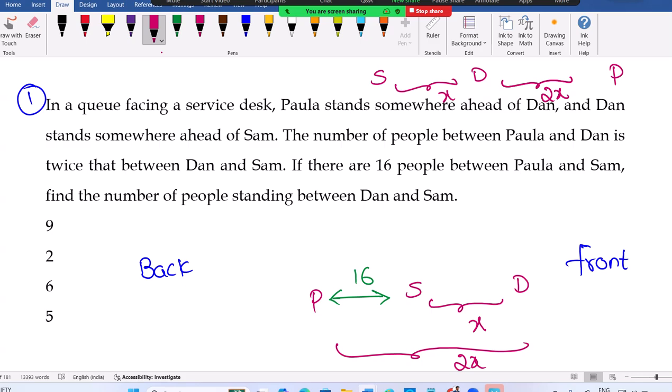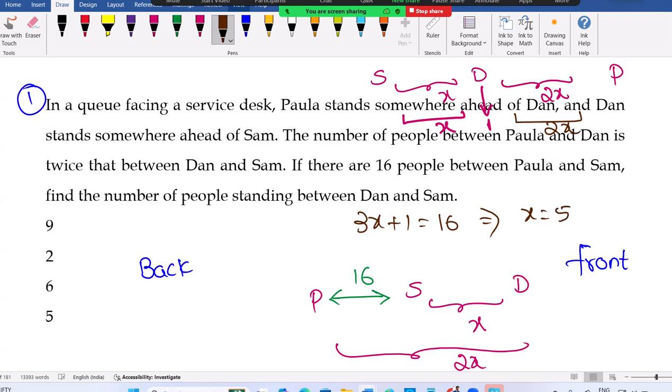In this arrangement, 16 people between Paula and Sham. See, 16 people, listen, here X people, Dan is one person. This is very important here. Many people get confused in this question. Here X people, Dan is one person, here 2X people. So, the number of people between Sham and Paula is 3x plus 1, which they gave in the question as 16, meaning 3x equals 15, x equals 5 will come into the picture. Now how many people between Dan and Sham is x? That's nothing but equal to 5.